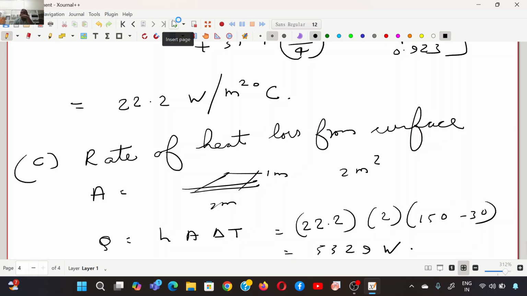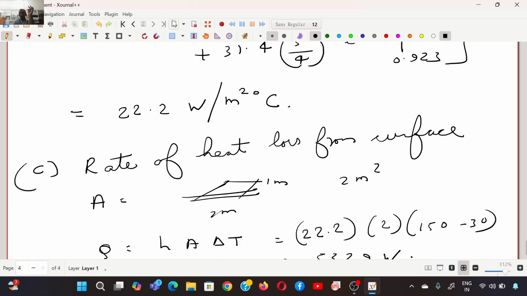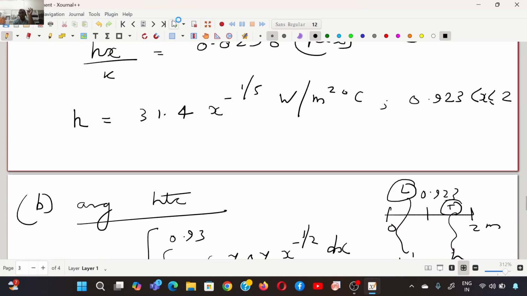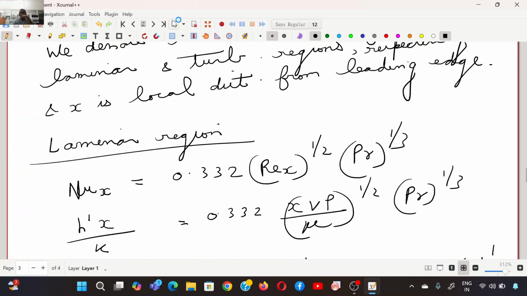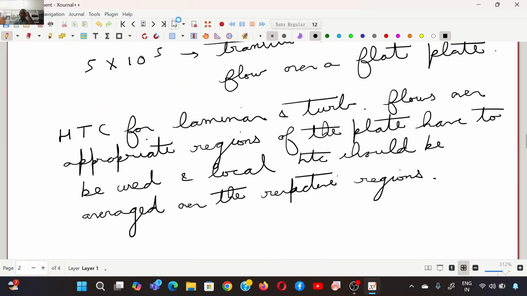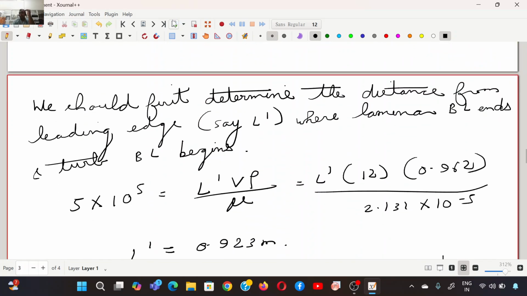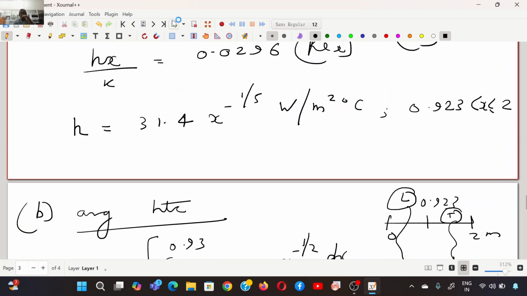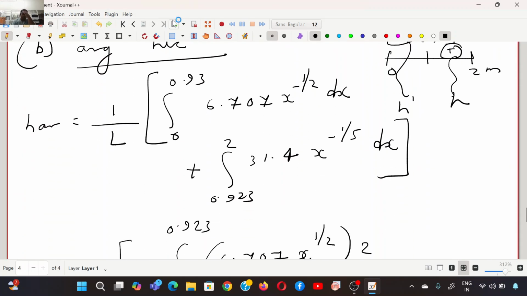So just go through these three parts once. Convince yourself about the process. Even if you get different values, it's okay. But the steps you should follow are these. Just go through it for a couple of seconds and then we'll go to the next problem.